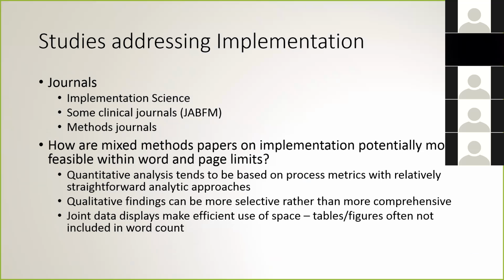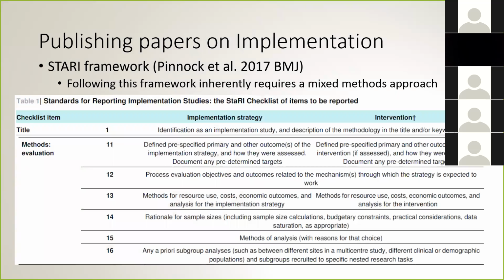And then also the qualitative findings, you could maybe be more selective rather than more comprehensive as one way to streamline the paper. And then also the use of joint data displays makes really efficient use of space. So tables and figures are often not included in the word count, and so that's one way to get around it.